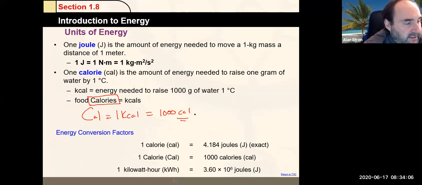Like on treadmills and stuff like that, they'll sometimes show you maybe not the calories you're burning, but the kilocalories you're burning. And again, that's the same thing. Basically, a kilocalorie is the same as a nutritional calorie.